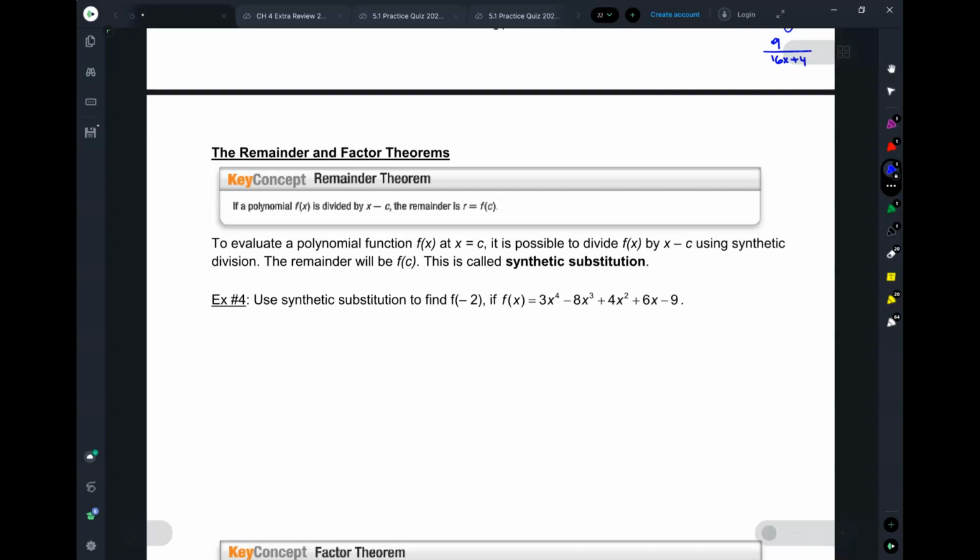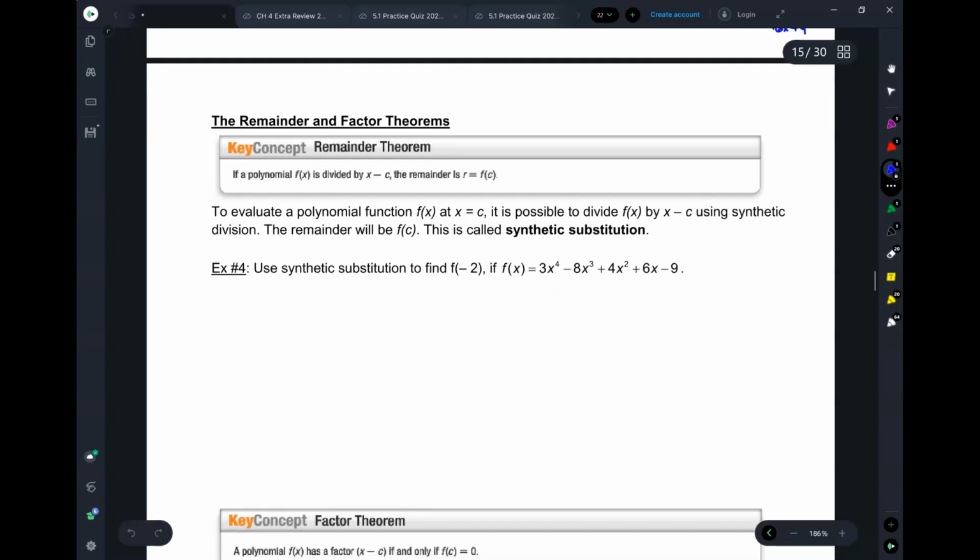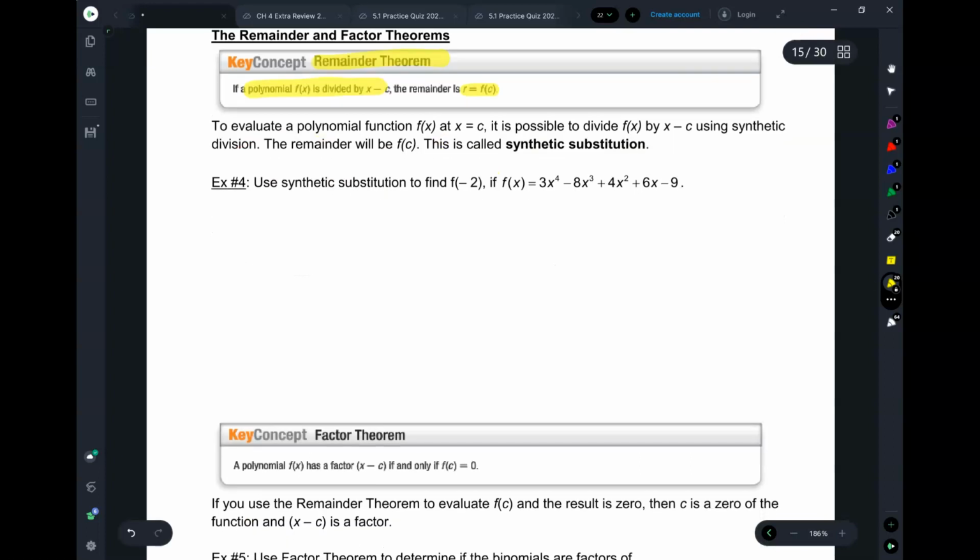We're going to start with the remainder and factor theorems. The remainder theorem says if a polynomial is divided by x minus c, then the remainder is f of c. Okay? So take a look. This process is called synthetic substitution.